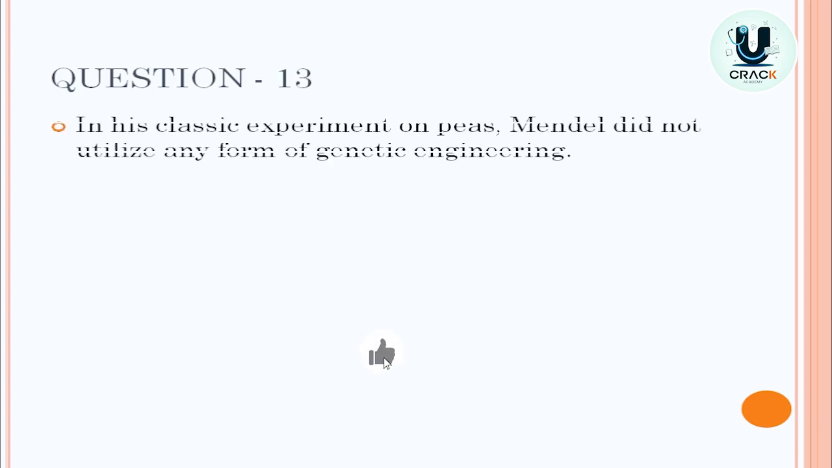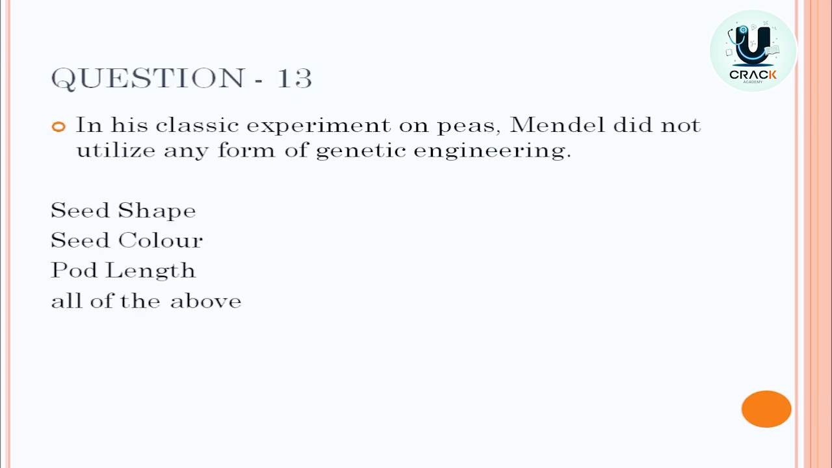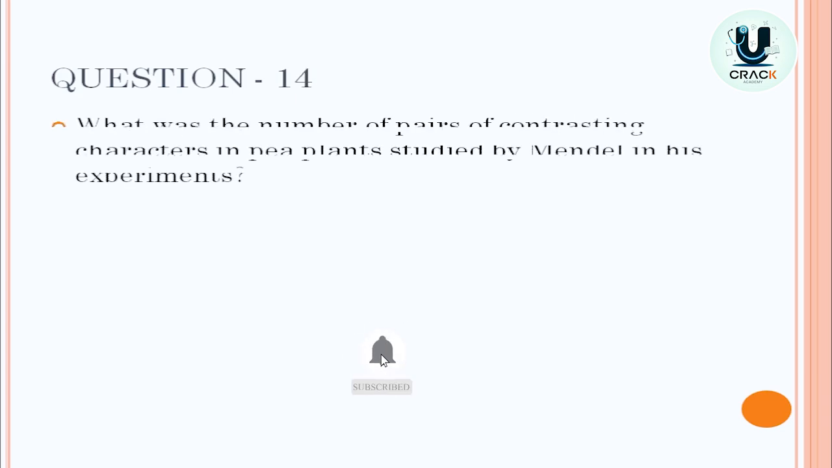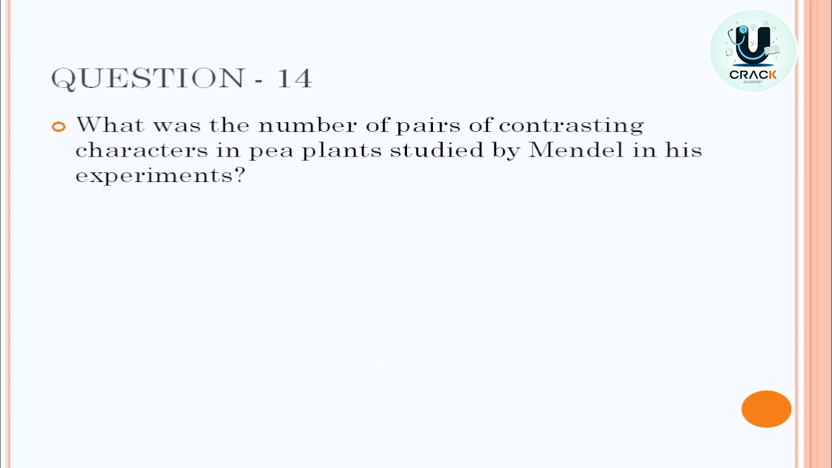Question number 13. In his classic experiment on peas, Mendel did not use which of the following characters? Seed shape, seed color, pod length, all of the above. Answer: pod length. Question number 14. What was the number of pairs of contrasting characters in the pea plant studied by Mendel in his experiment? 9, 5, 6, 7. Answer: 7.